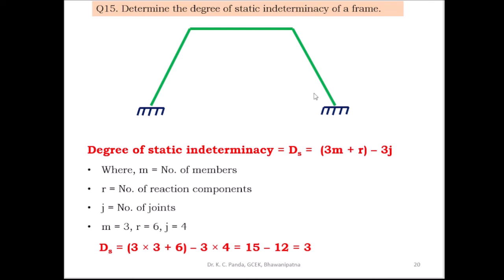Coming to another example, this is a frame, and here the support is fixed and this is fixed. Here there are 3 members, 4 joints, and 6 reaction components, here 3 and 3. Then find the DS using this formula. DS is equal to 3 into 3 plus 6 minus 3 into 4. So this is 15 minus 12 is equal to 3. This is the degree of static indeterminacy of this frame.